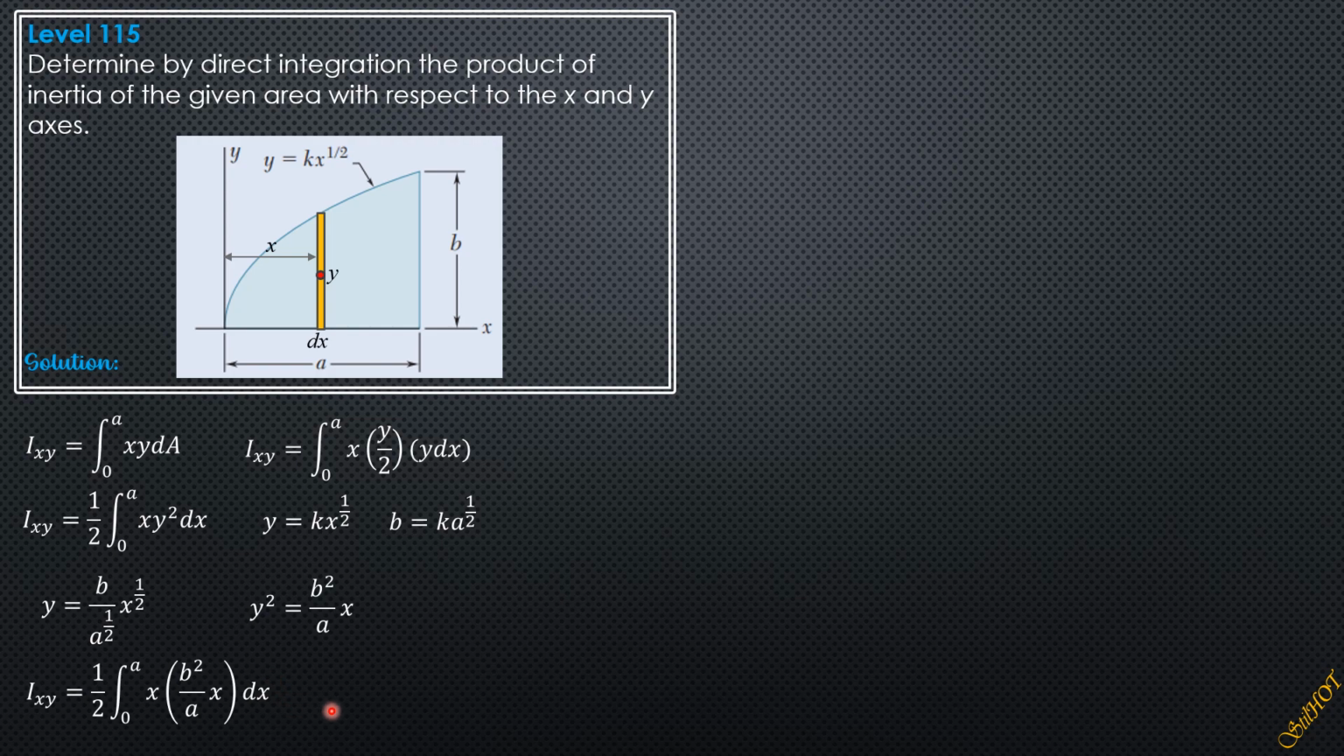So Ixy equals b squared over 2a, then the quantity x cubed over 3, because we have the integral of x squared dx from 0 to a. So Ixy equals b squared over 6a times the quantity a cubed minus 0 cubed, which is just 0. So finally, Ixy equals a squared b squared over 6.